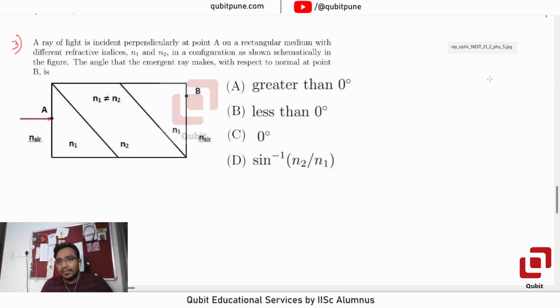This MCQ is from NEST 2021 second shift. Question number 5 from that paper.